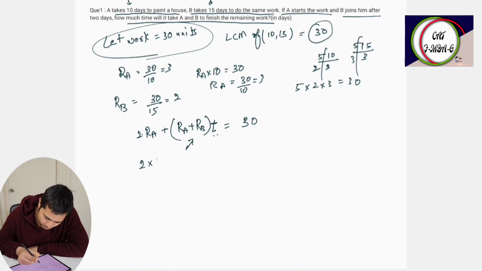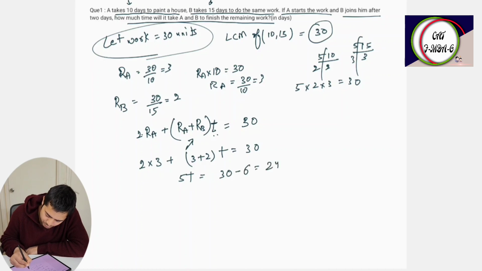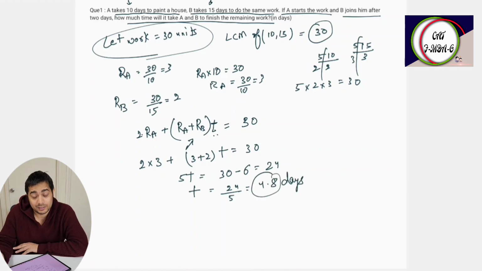So 2 into rate of A, 3, plus (3 plus 2) into T is equal to 30. So 5T is equal to 30 minus 6 is equal to 24. T is equal to 24 by 5, it will come to around 4.8 days. This is the right answer.